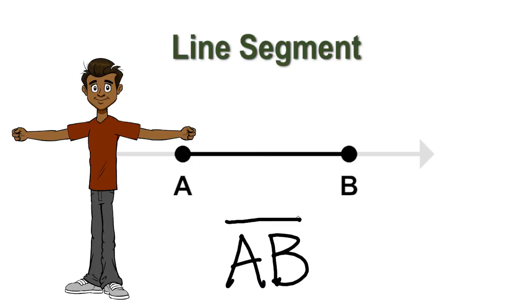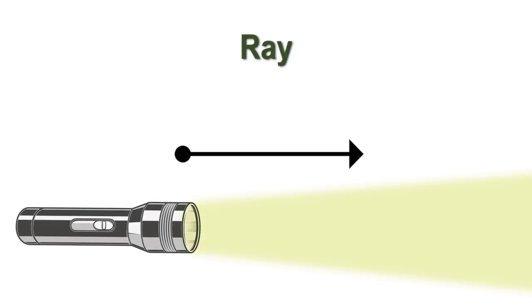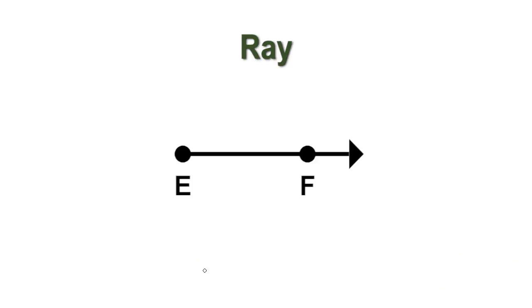Let's look at another geometric object called a ray. A ray is when only one side of the line is used. It starts at a point and extends infinitely in one direction, similar to a flashlight with the bulb being the endpoint and the light shining infinitely in one direction. When naming a ray, the letters naming the points are listed and an arrow is drawn above pointing to the side that continues infinitely. In our example, it would be written as EF.